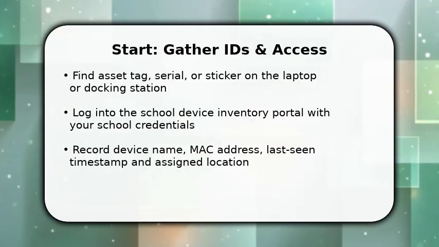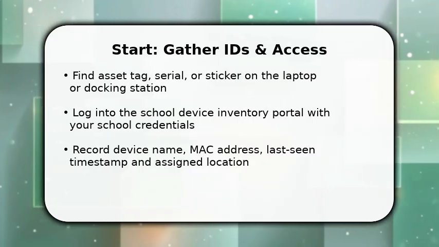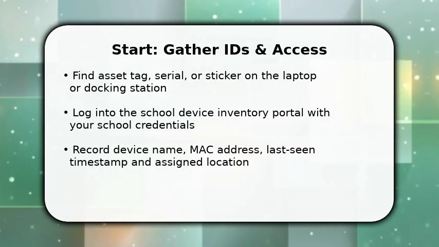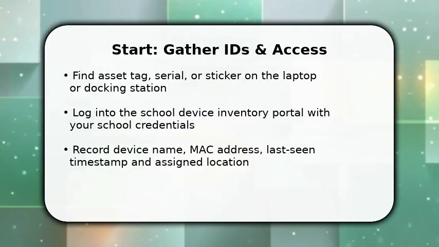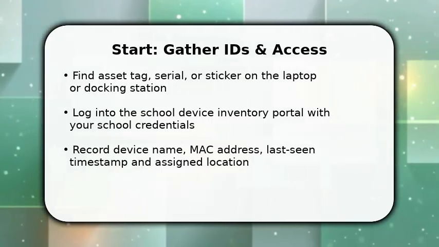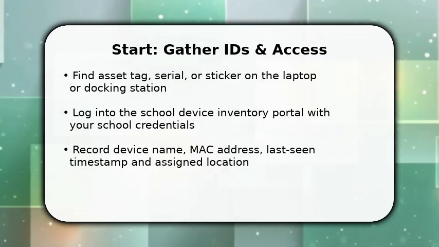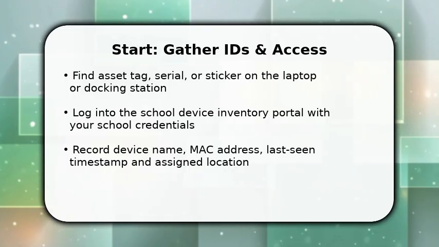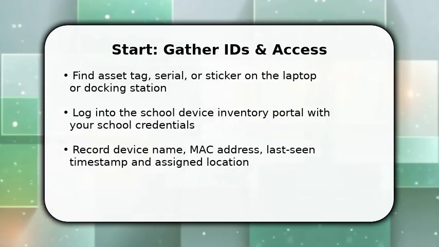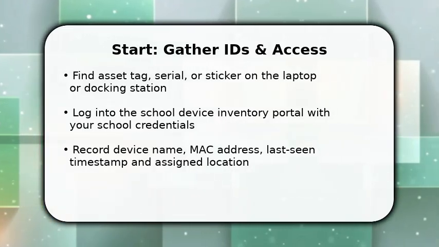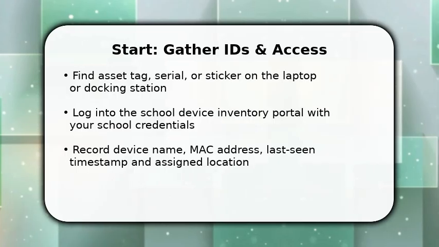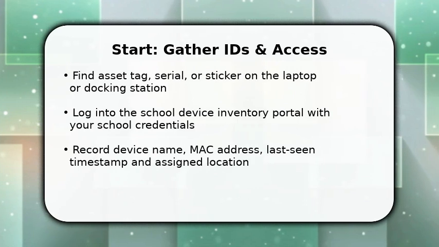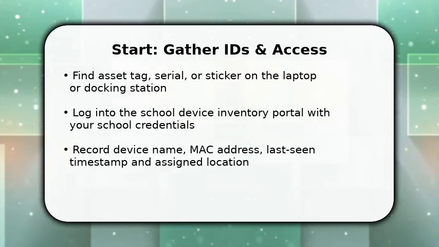You begin by collecting the identifiers that let the system find your machine: asset tag, serial number, or visible device name. Log into the school inventory or device management portal right away. This is where the database and location logs live. Once logged in, search by asset tag or your username to pull the record. Make a quick note of the MAC address, last seen time, and any assigned room. These will guide the next actions and tell you why the device shows where it does.